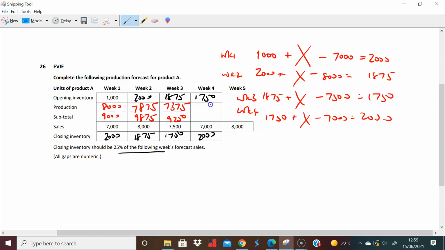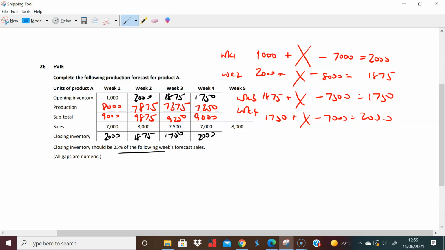And then for here again, you have 2,000 plus 7,000 minus 1,750, which is 7,250. So 7,250 plus 1,750 gives you 9,000. So you're making 9,000 items.